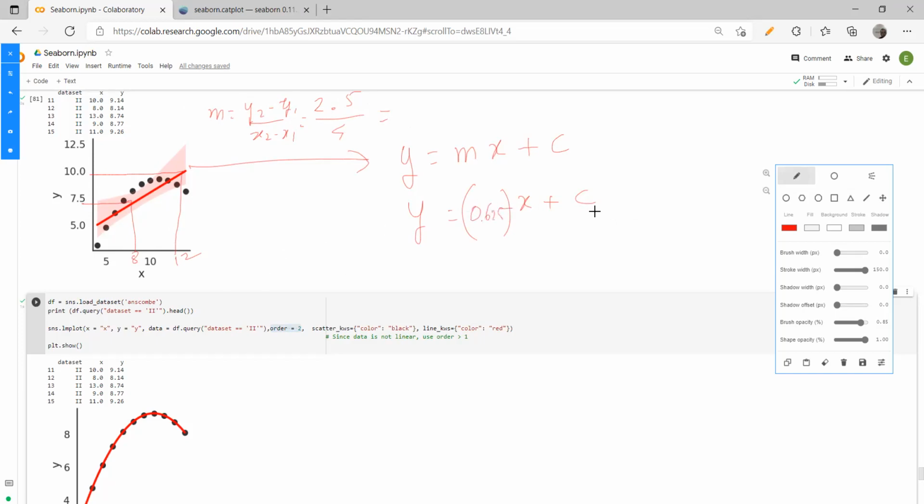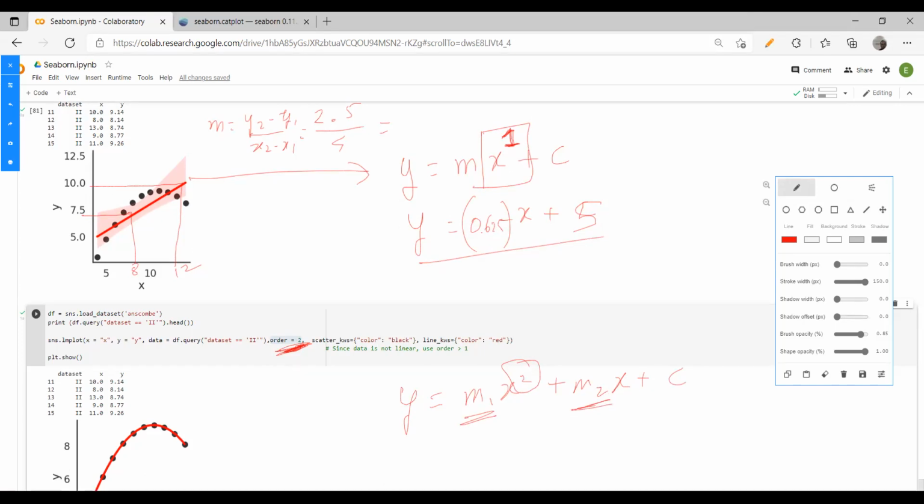Okay, the constant can be some 5. I just put something. This is the equation of a line, and you see that the degree of x over here is 1. But what I am doing over here is giving a degree of 2. So I can make another equation as y is equal to m1x square plus m2x plus c, and the order is 2. Of course, the values of m1 and m2 are found internally. Don't worry about it.